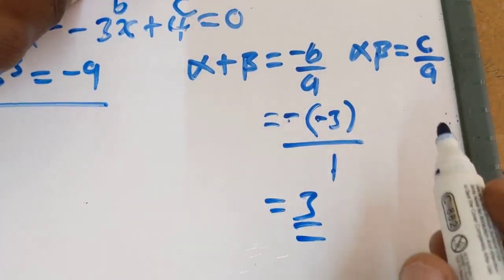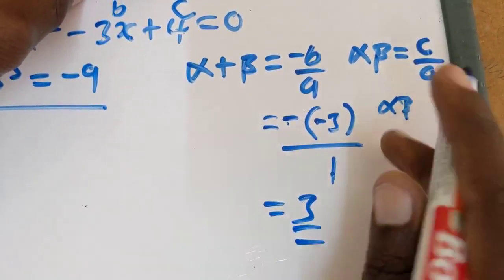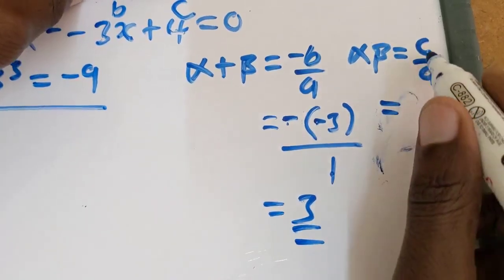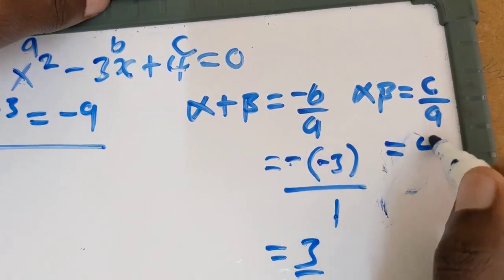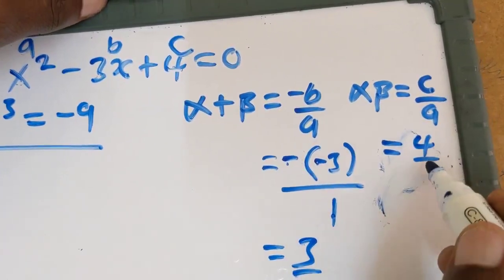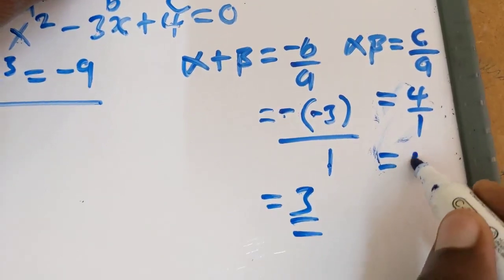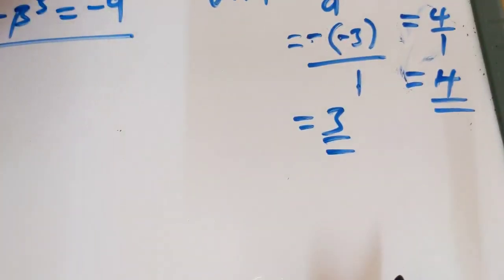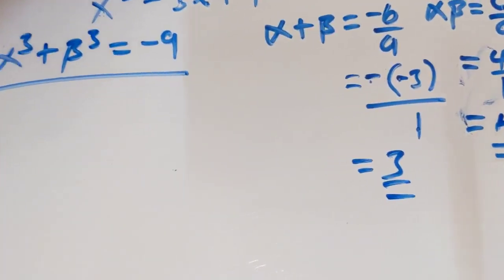Now what is the product, alpha beta? It is c over a. C is 4 and a is 1, so 4 over 1 is just 4. So this is the product and the sum. We have found this and that.